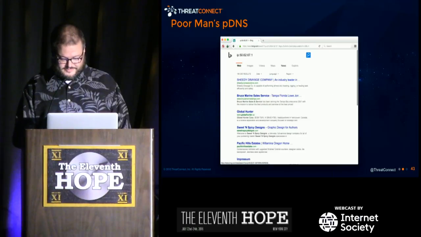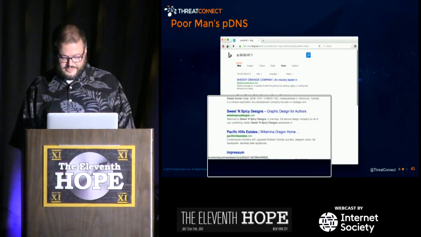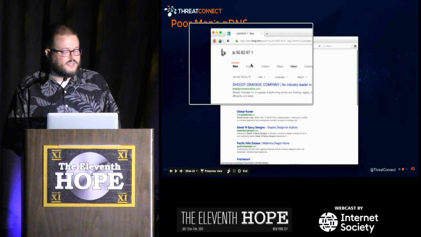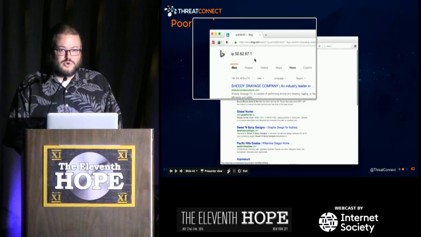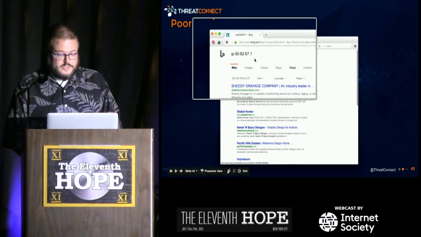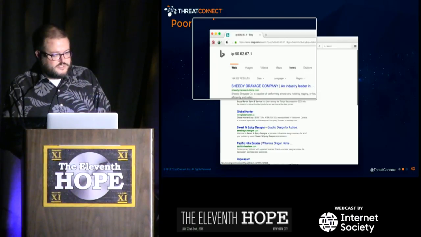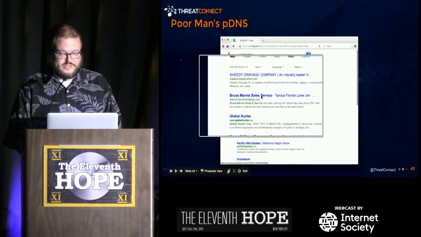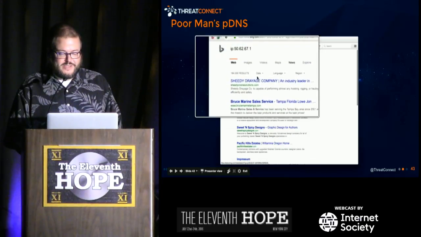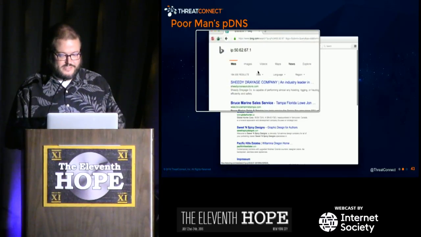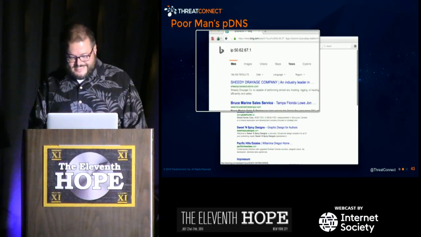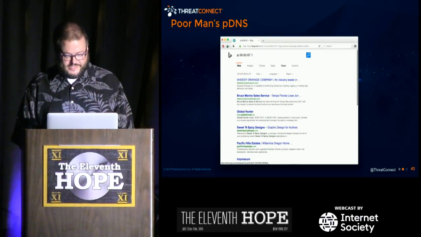Let me make this a little easier to see. So this is the IP, and there's the word Google dork, but this is actually a Bing dork. You can use Bing to find everything that Bing has seen on this particular IP address. So this is poor man's PDNS. I can see that many domain names have resolved, during Bing's crawling history, to this particular IP address. This leads me to believe that this is a compromised IP address.